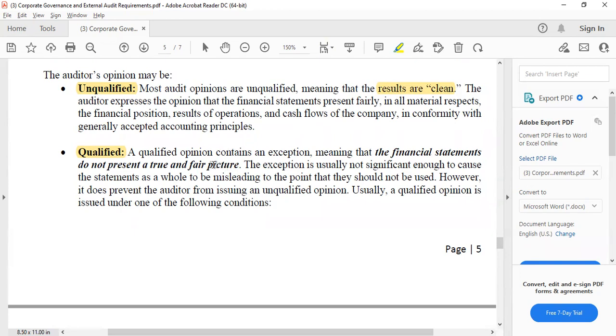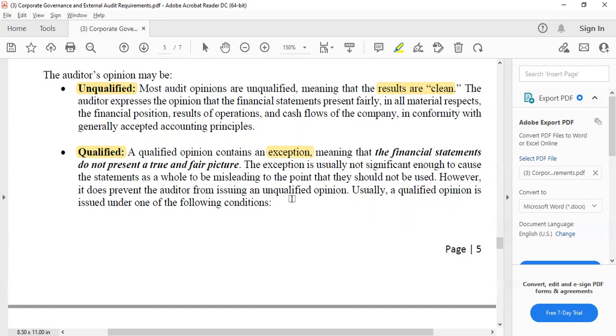Now, when should the auditor issue a qualified opinion? A qualified opinion contains an exception. So, na siya yung exception, meaning that the financial statements do not present a true and fair picture. So, may okay na siya tanan except this. So kung nagay siya except this, that means qualified ang iyang opinion. The exception is usually not significant enough to cause the financial statements as a whole to be misleading to the point that they should not be used. So meaning when we say qualified, okay man ang financial statements nato.